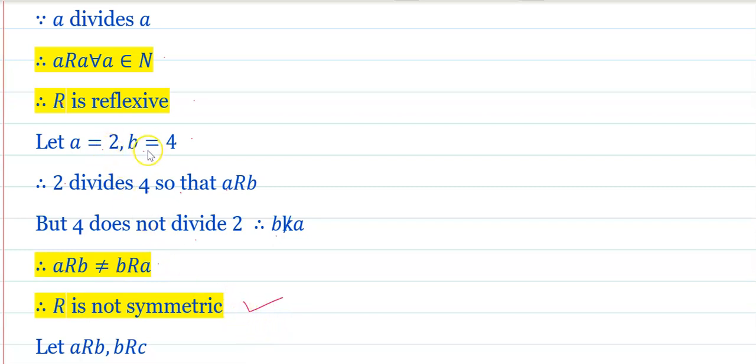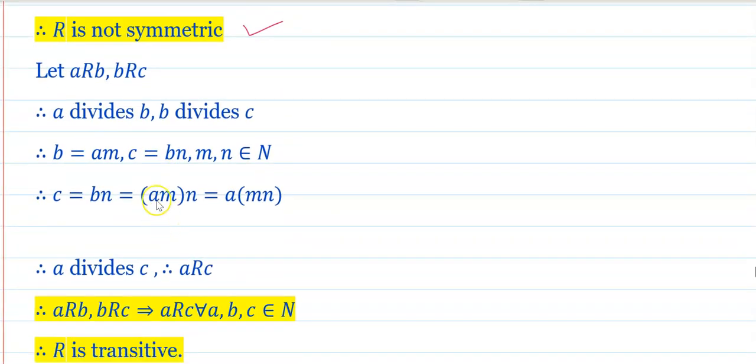ARB, yes, that is 2 divides 4. But what about BRC? 4 does not divide 2. We get a fraction there. Okay. Now next, ARB comma BRC means what? A divides B. BRC means what? B divides C. A divides B means what? B is equal to Am. Next, B divides C means what? C is equal to Bn, where m comma n belongs to the set of natural numbers.